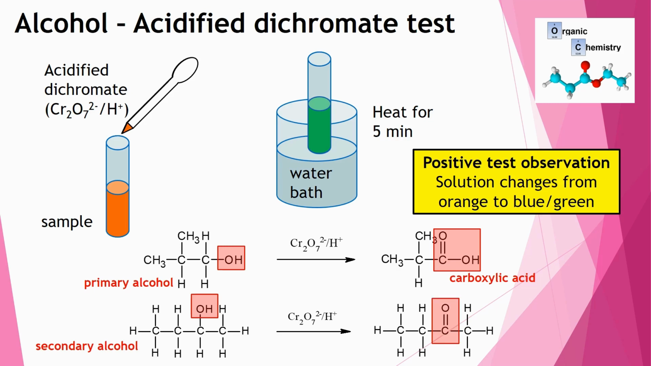Now remember, when a primary alcohol turns to a carboxylic acid, there is an intermediate of an aldehyde in between. So actually acidified dichromate will oxidize the aldehyde as well. So it will oxidize a primary, a secondary and an aldehyde. It will have this positive color change. It will not react with a tertiary alcohol, and it will not react with a ketone.